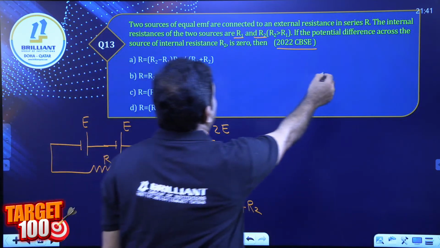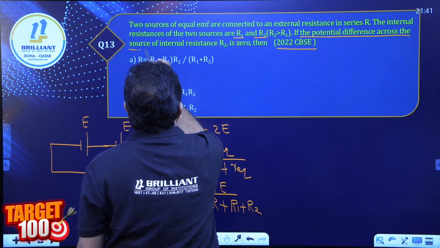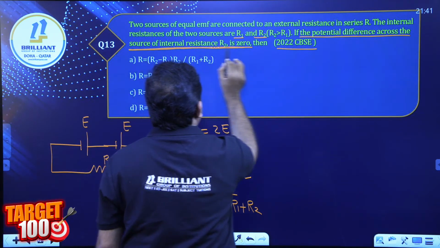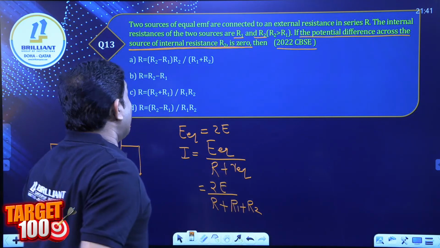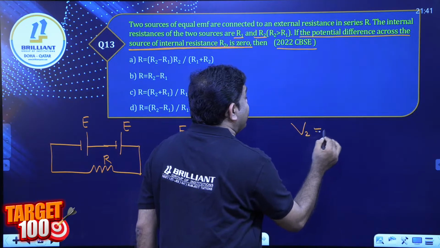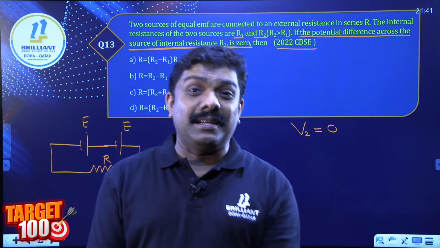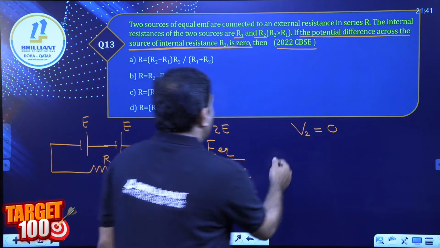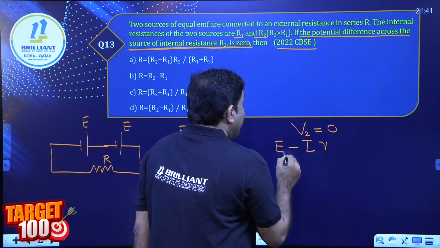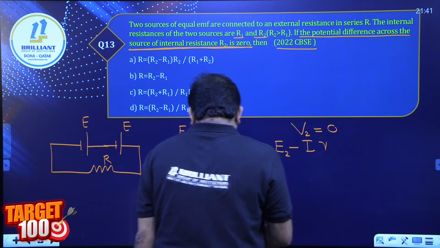Look in the question what they are saying. If the potential difference across the source of internal resistance R2 is 0. Please everyone see. So what they are saying, potential difference across the second cell is 0. We know the formula for potential difference across a cell. We have the equation, that is E minus Ir. So I am writing E2 minus I. In this question, it's very clear.